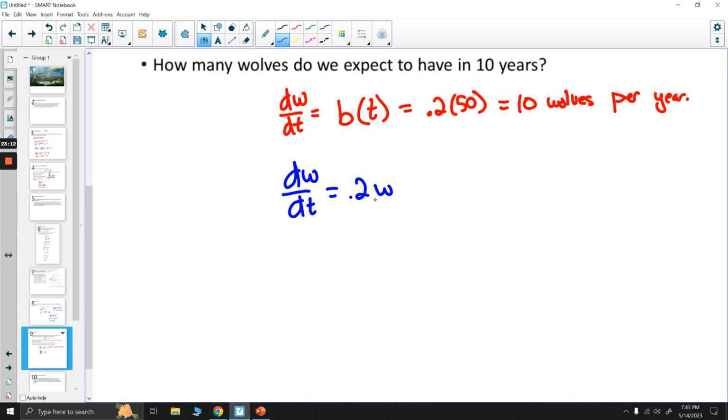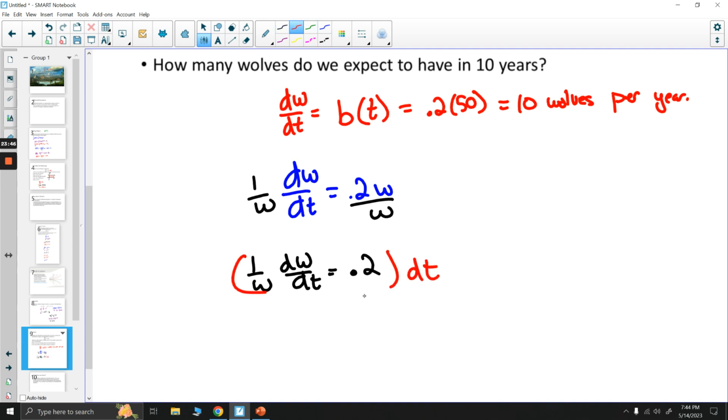Think about when we integrate things, it's always something like x squared dx, where dx is being multiplied. It's never like plus dx. So we don't want to subtract this 0.2 over. We want to divide by w. So I'm going to divide both sides by w, and we get 1 over w dw/dt equals 0.2. Now I want to get this dt away, so I multiply both sides by dt, and I get 1 over w dw equals 0.2 dt.